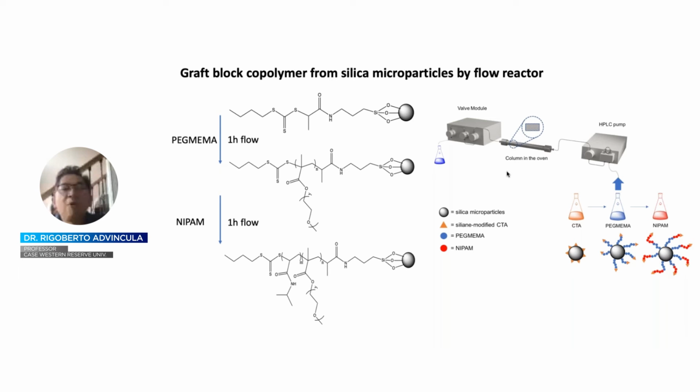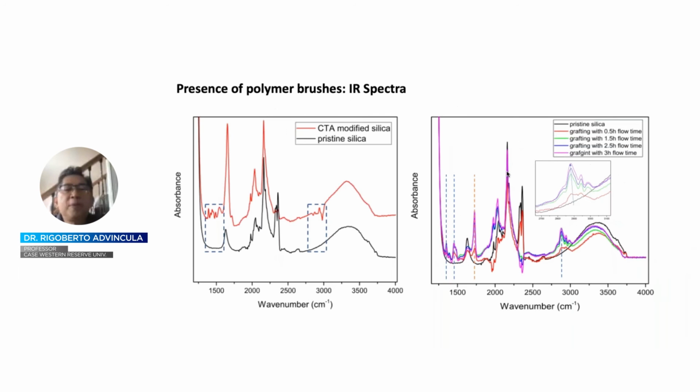So this demonstration of a block copolymer was done using a continuous flow polymerization setup. For example, after this reaction has been done, we did the characterization on the silica particle. So we have differentiation here between the pristine silica gel and the modified silica containing the chain transfer agent. Clearly, we were able to distinguish the presence of the grafted silanes and grafted thioester bonds.